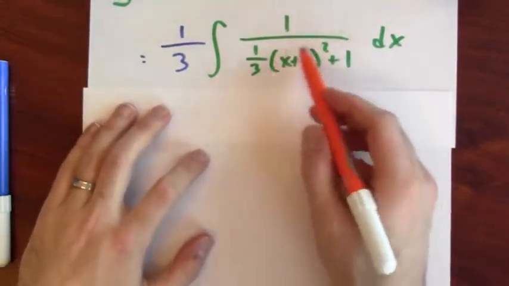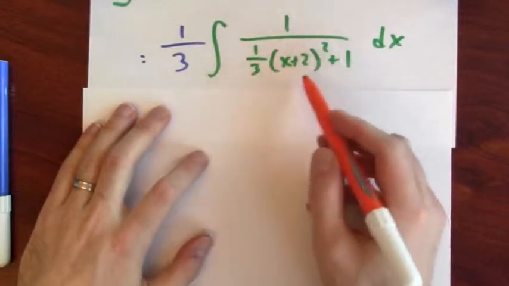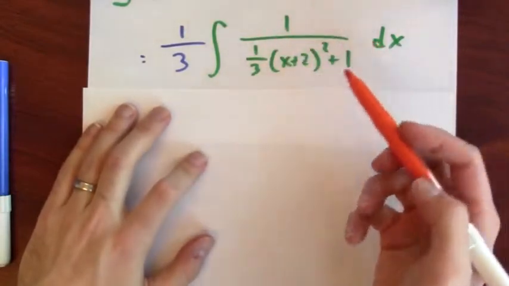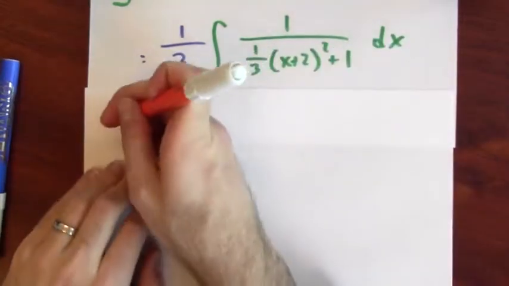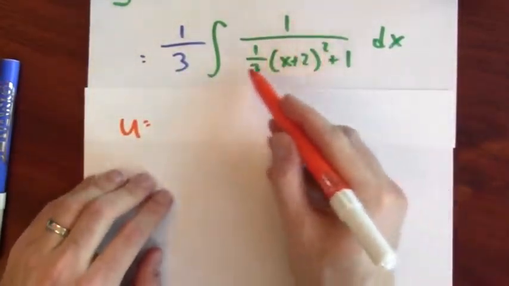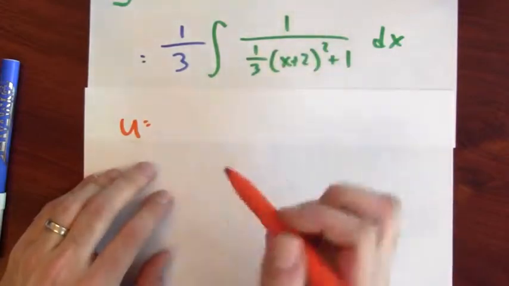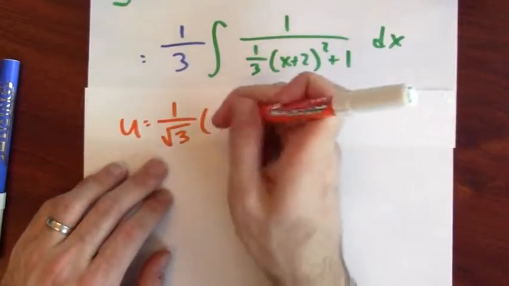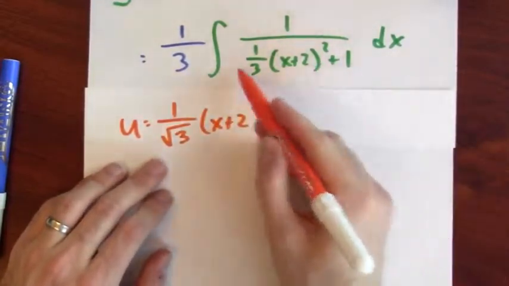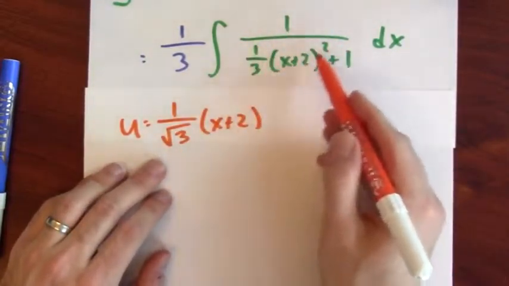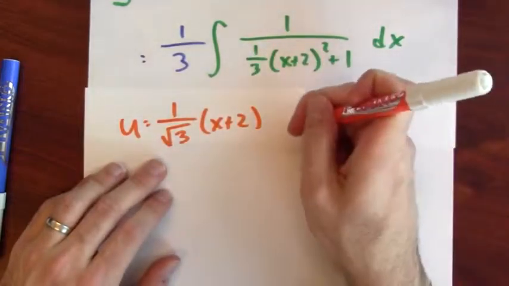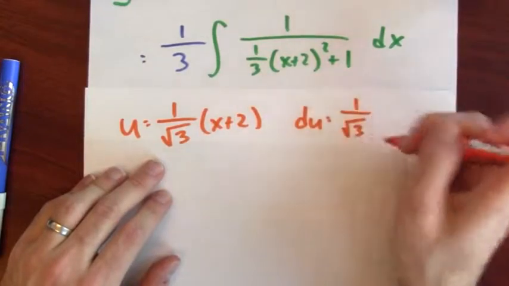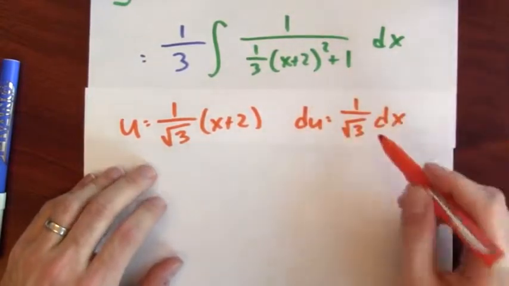You might think that I could use a substitution where u equals 1/3 x plus 2 squared, but then I'd need an x in the numerator, right? So instead, I'm going to make a slightly different substitution. I'm just going to try to make this look like u squared. So I'll set u to be 1 over the square root of 3 times x plus 2. So now this denominator looks like 1 over u squared plus 1. And in that case, what's du? Well, that means du is 1 over the square root of 3 dx.